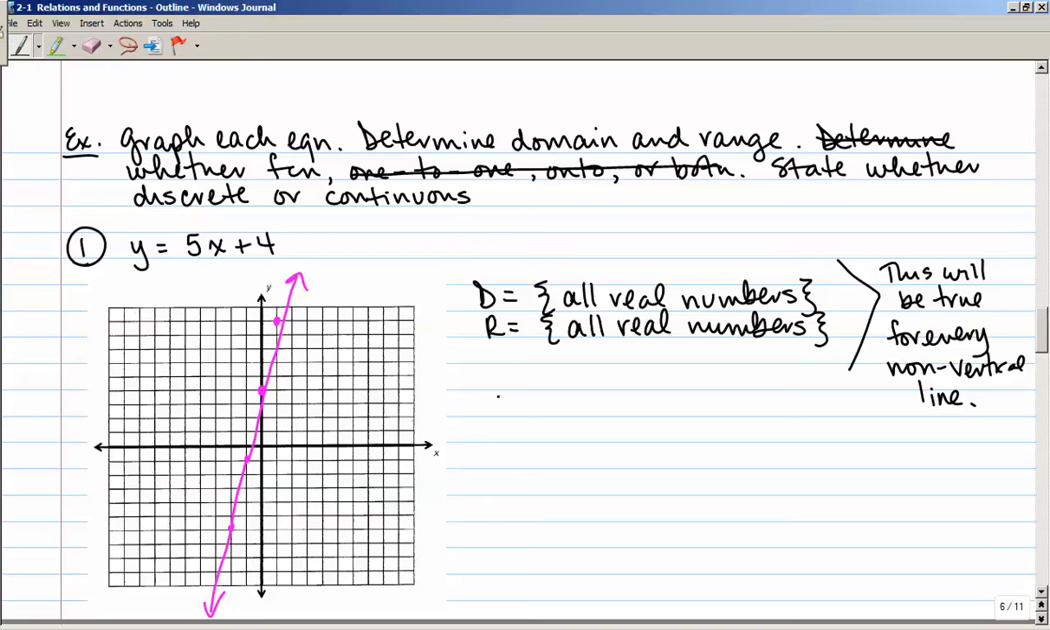And this is indeed a function because it does pass the vertical line test. As I move a vertical line across the graph of the function, the pink line only crosses my vertical line in one place at a time, and it is a continuous function. There are no breaks, there are no dots.